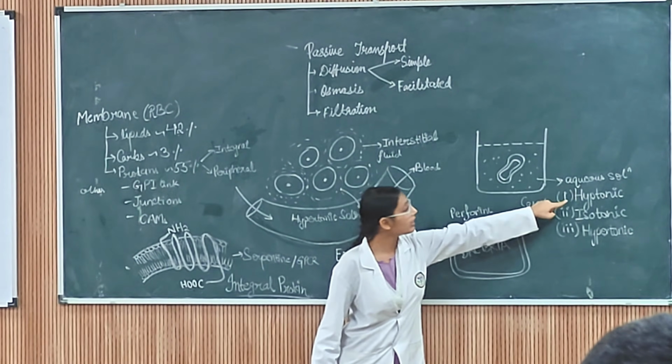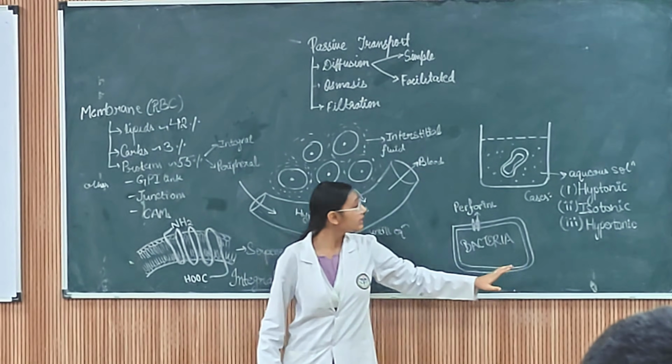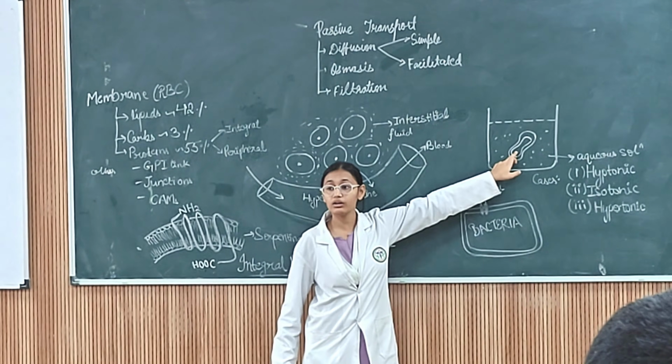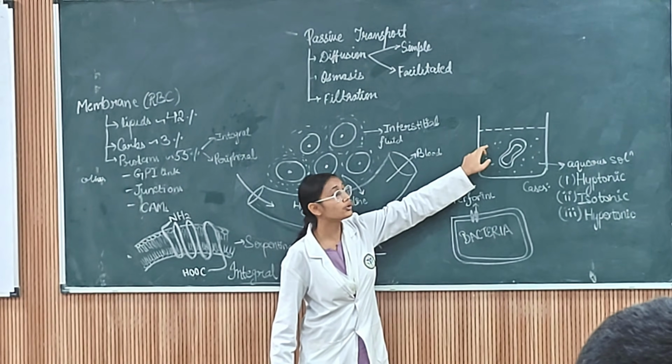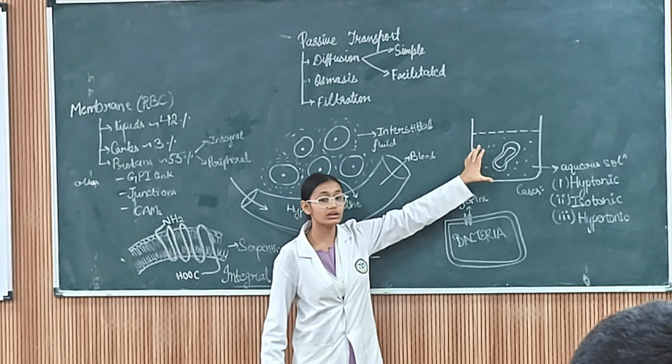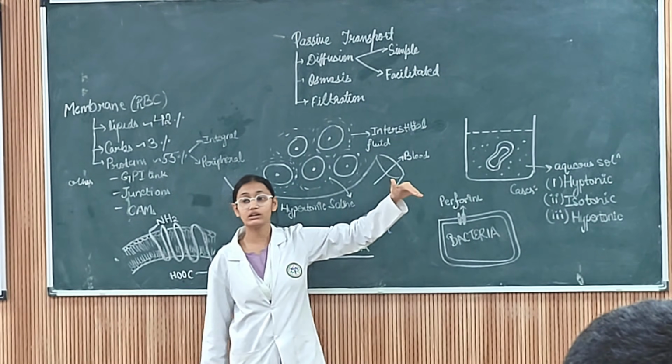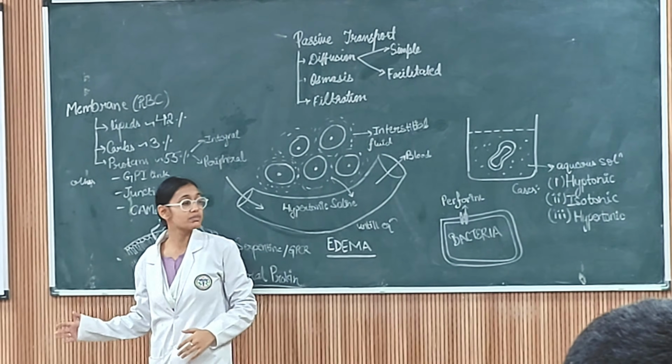If I'm considering a hypotonic case, then there will be more solute inside this RBC membrane while comparatively less solute concentration outside within the solution. So in this case, there will be movement into the RBC, the cell will swell and hence go.